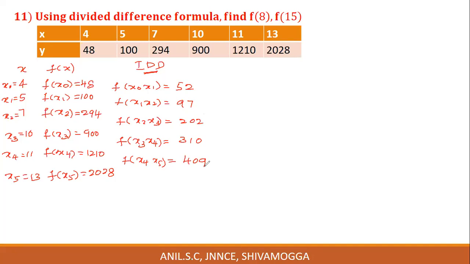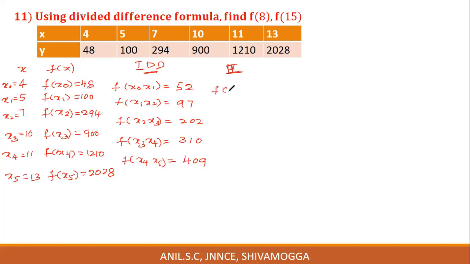All of you, please compare the values with which you obtained. Are they correct? Compare the values with which you obtained. If they are correct, we can calculate second order divided differences. 52, 97, 202, 310, and 409. Correct, sir.